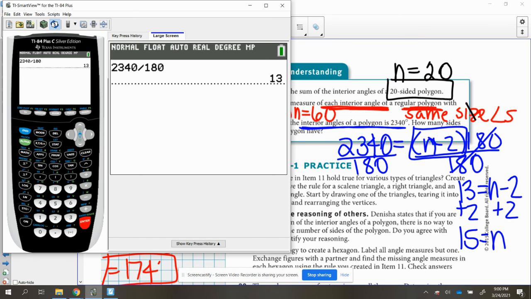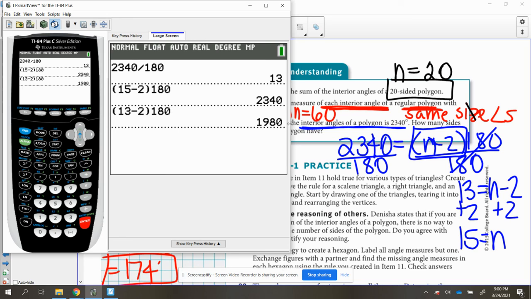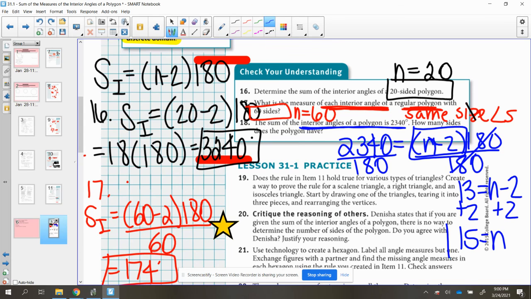Now remember, you can always check your answer. Is 15 minus 2 times 180 2,340? Yes. Let's say you forgot to add the 2 back in and you tried to test your answer, you would notice that this is incorrect, right? This is not the same answer. So you would have realized, uh-oh, I did something wrong. Okay, so make sure you add that 2 at the end to find your total number of sides.